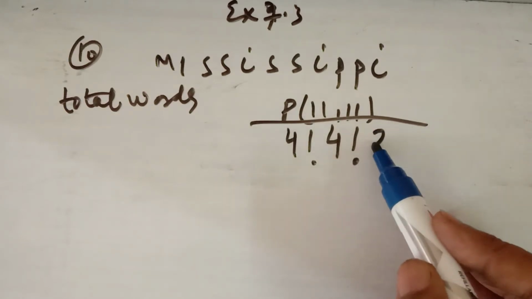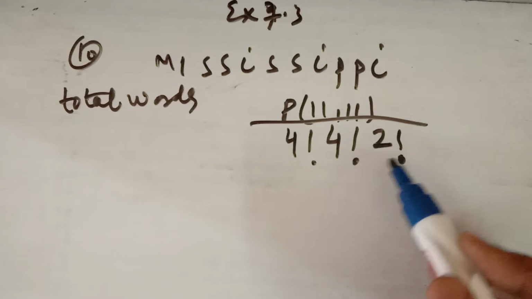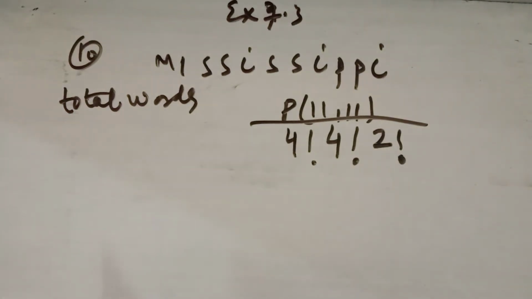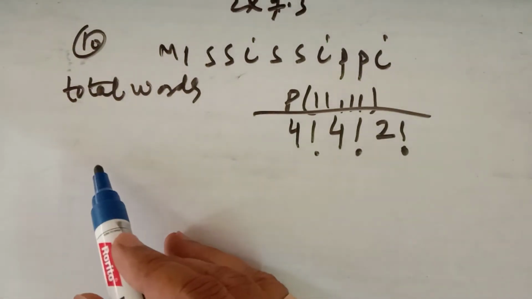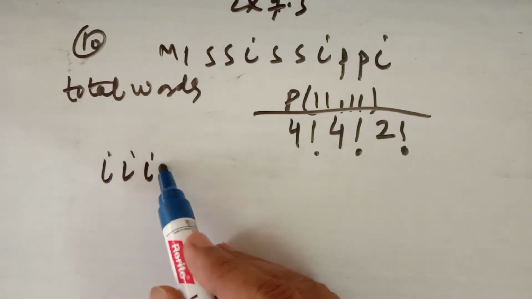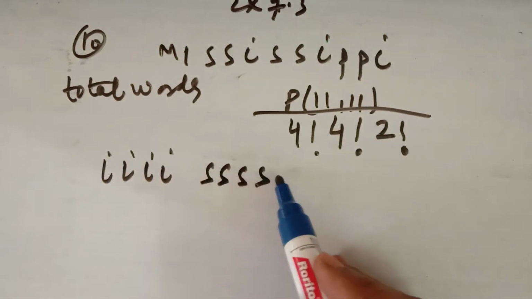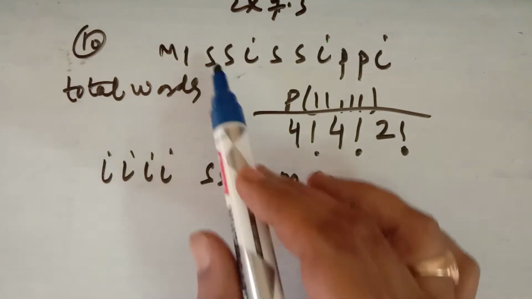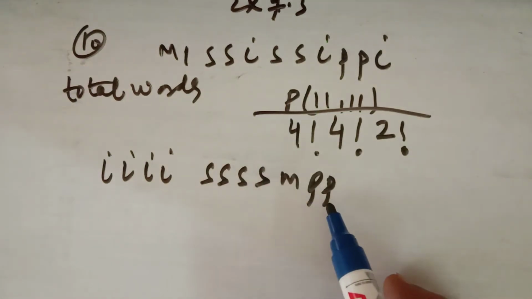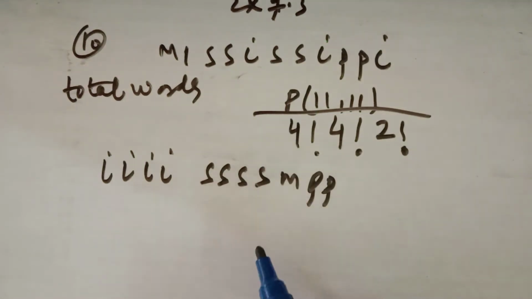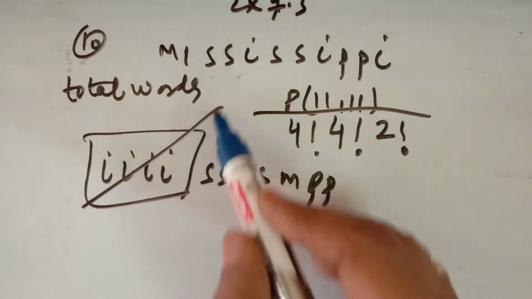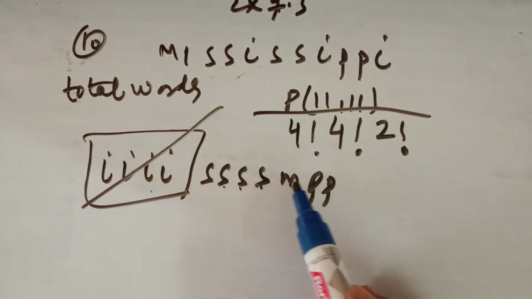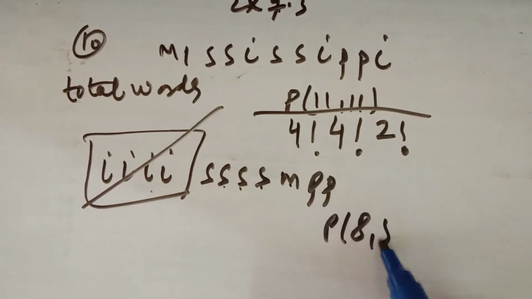And P is repeating 2 times, so you have to divide by factorial 2. Now, how many words are there in which all I's are together? 1, 2, 3, 4, all together you have to take. 4 S are there, 1 M is there, and 2 P are there. So when these are all together, let us take it as a single unit. So 1, 2, 3, 4, 5, 6, 7, 8. Permutation of 8, taking all I's together as a single unit.